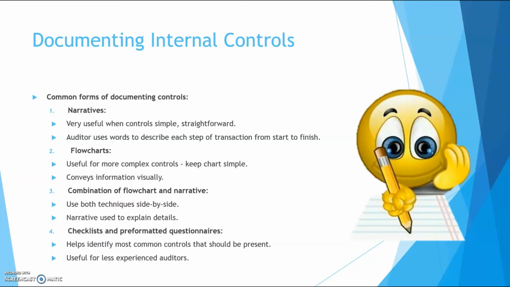It's very useful when controls are simple, straightforward, and an audit basically will just describe step by step what's taking place. The next option is a flowchart, potentially for more complex controls, but also keeps it relatively simple. So you'll have step A flowing to step B, flowing to step C, and it's very clear to see the process and the controls that are in place.